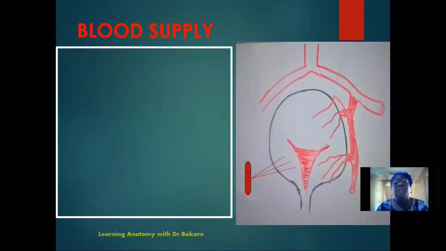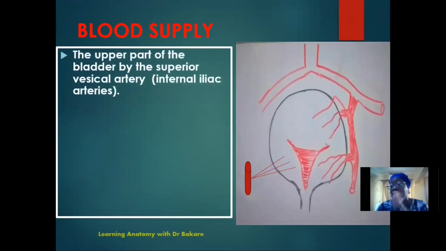The blood supply of the urinary bladder. The blood supply of the urinary bladder is complex and also very interesting. It comes from two major supplies, which include the superior vesical artery and the inferior vesical artery. The superior vesical artery, from the name, supplies the upper region of the urinary bladder, while the inferior vesical artery supplies the lower region of the urinary bladder.